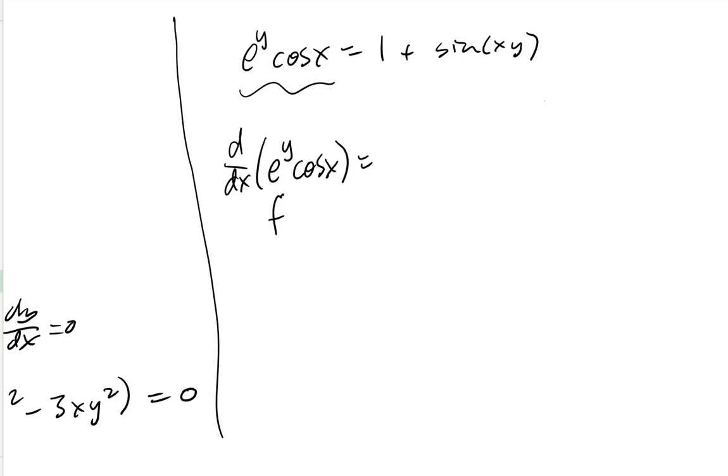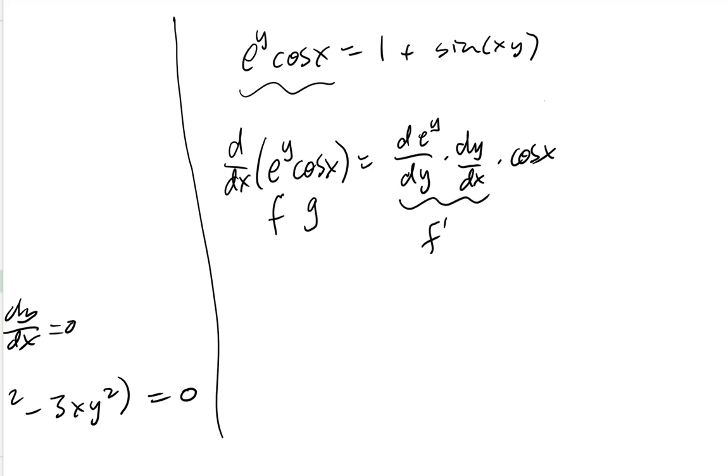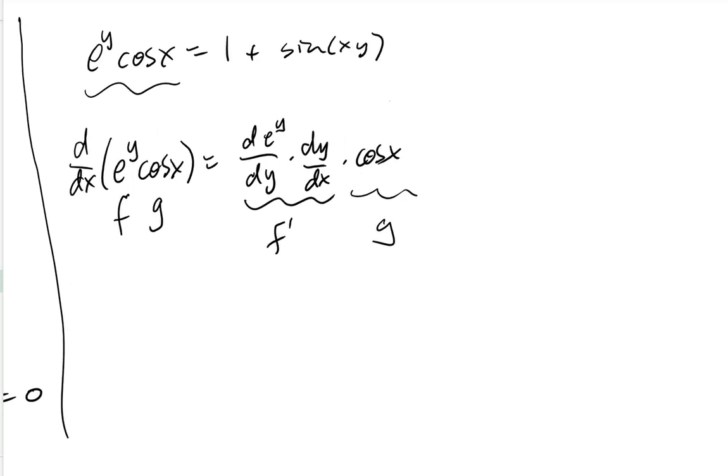This would be, okay, here's f and here's g. So f prime g plus f g prime. F prime will be e to the y and then dy dx. So what's happening here is the following. It'll be the derivative of e to the y with respect to y times dy dx times cosine x. This here is f prime. This here is g. Then I add, and then it's going to be f g prime. F is just e to the y, and g prime would be negative sine of x.